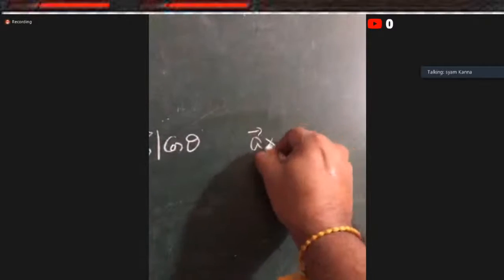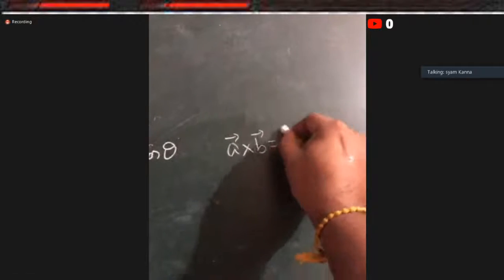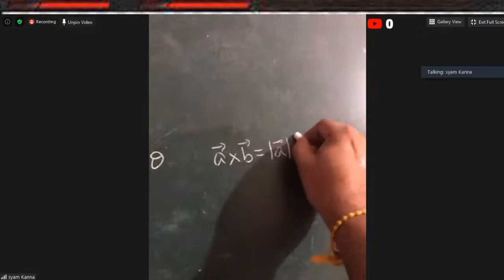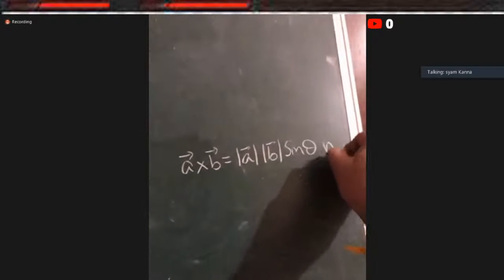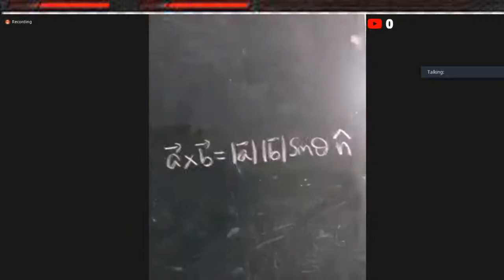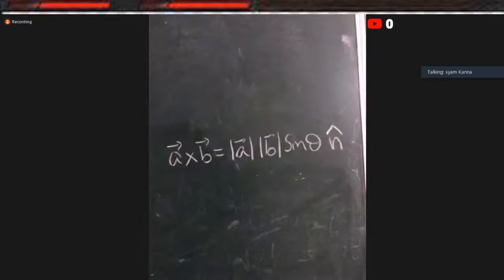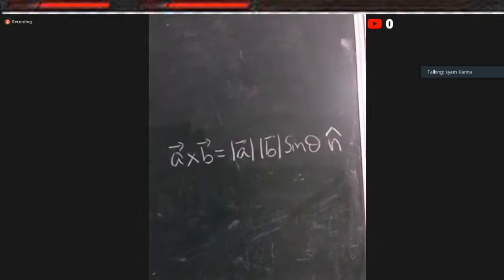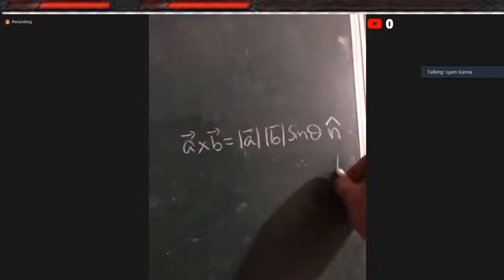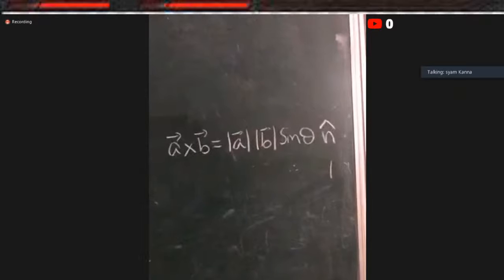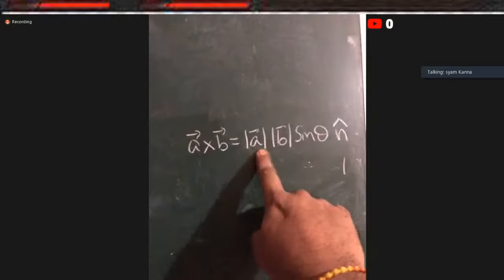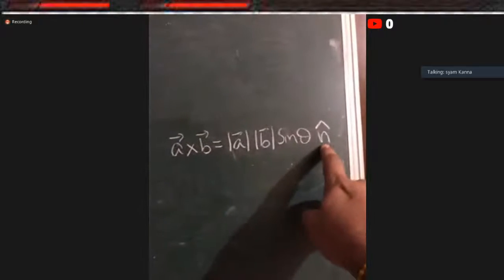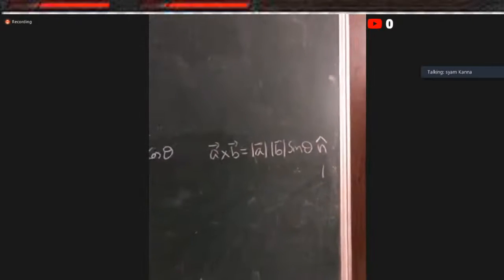Next, what is A bar cross B bar? A bar cross B bar means modulus of A bar, modulus of B bar into sin theta into n cap. What is n cap? It is a unit vector which is perpendicular to both A bar and B bar. N cap means unit vector. Its length is 1 unit. So this is a number, this is a number, this is a number, and only this is the vector. Therefore it is a vector product.